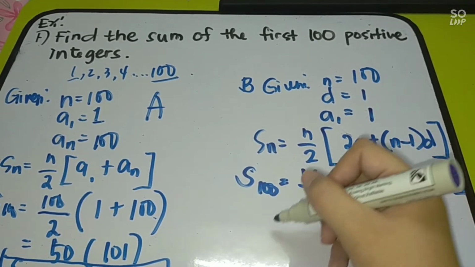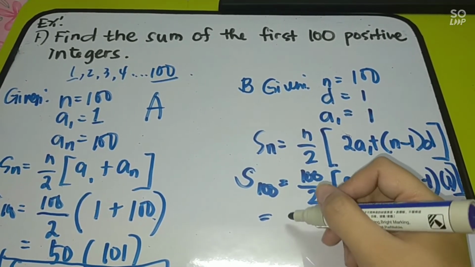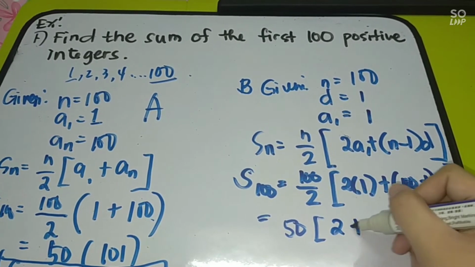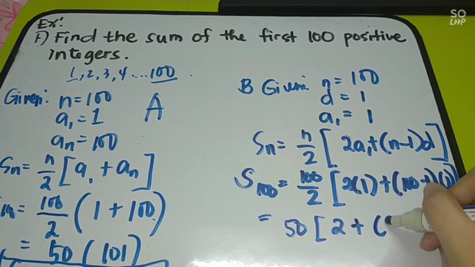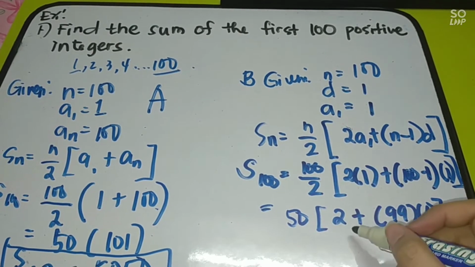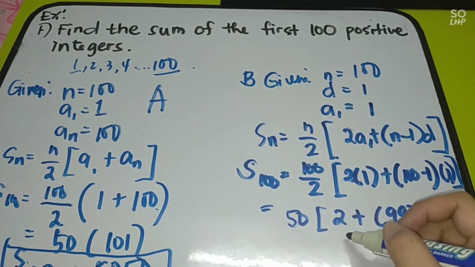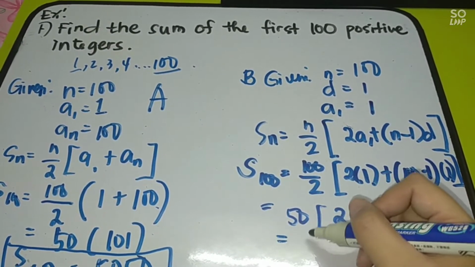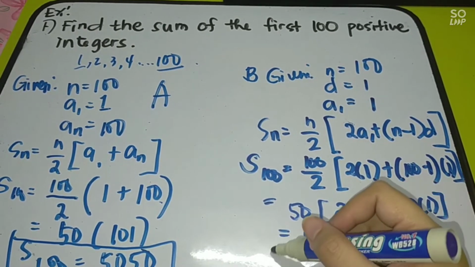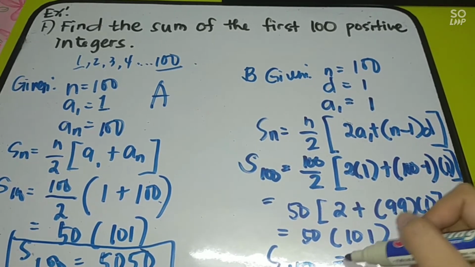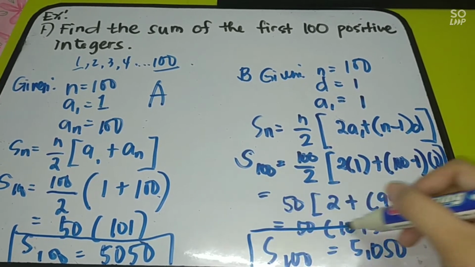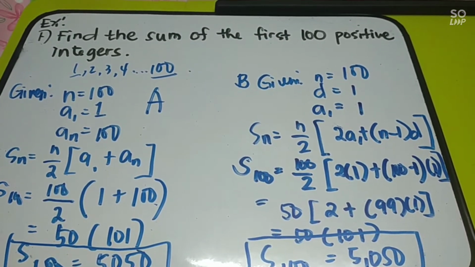And close parenthesis. Simplify. 100 divided by 2, we have here 50 times 2 plus 100 minus 1, that is 99 times 1. Then, just add 99 times 1 is 99 plus 2, the answer is 101. So, as you can see, pumunta ulit siya dun sa 50 times 101. So, S of 100 is equal to 5,050. So, we have just the same answer.